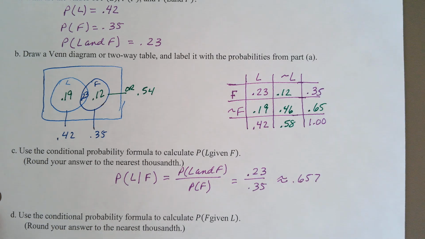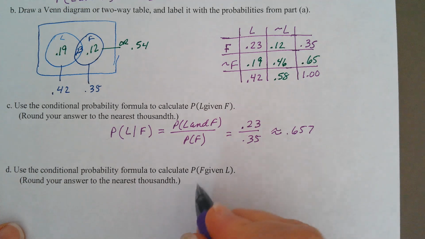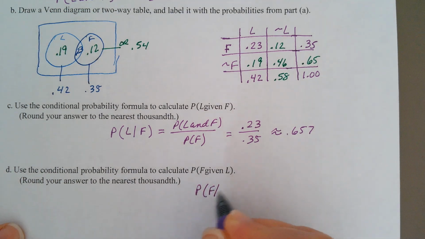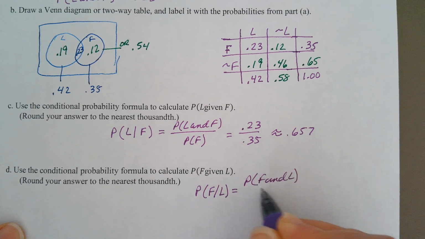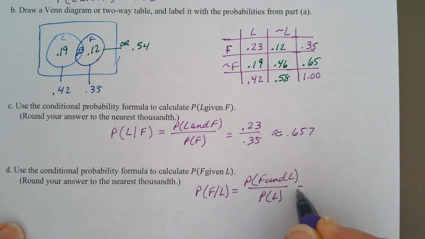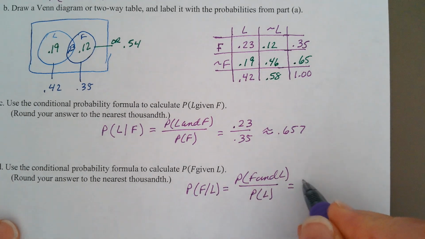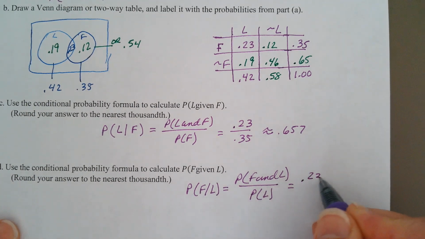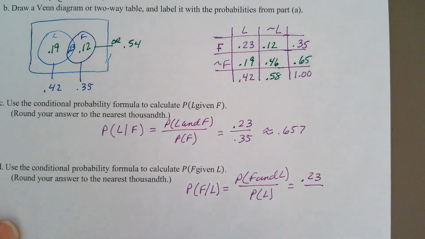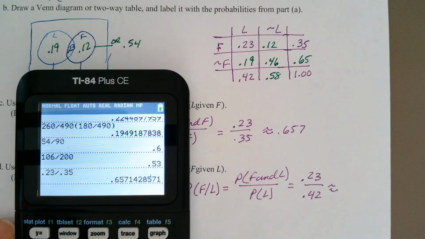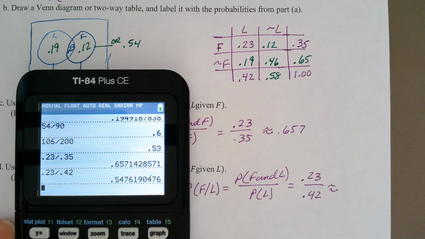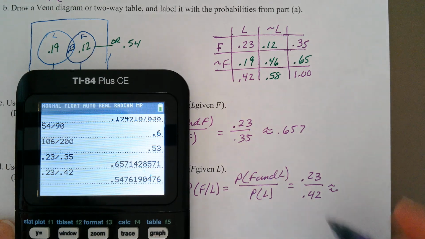Use the conditional probability formula to calculate the probability of F given L. The probability of F and L divided by the probability of L. So F and L hasn't changed. That's the same as L and F, 0.23. The probability of L is 0.42. And rounding to 3 decimal places, 0.548.